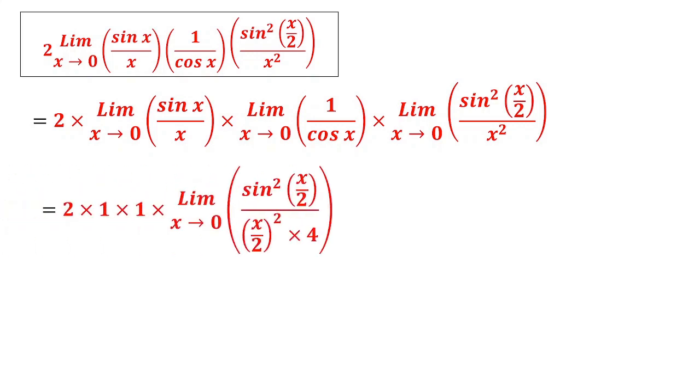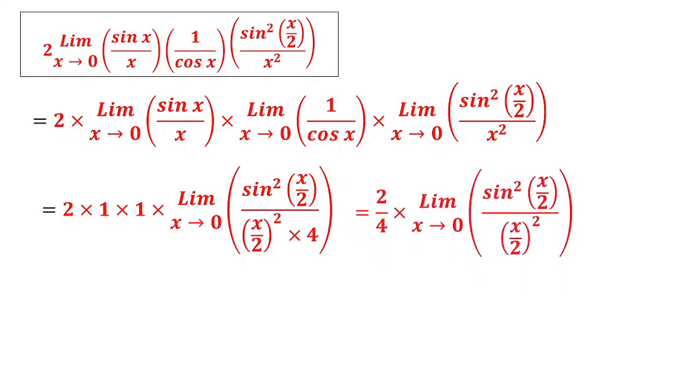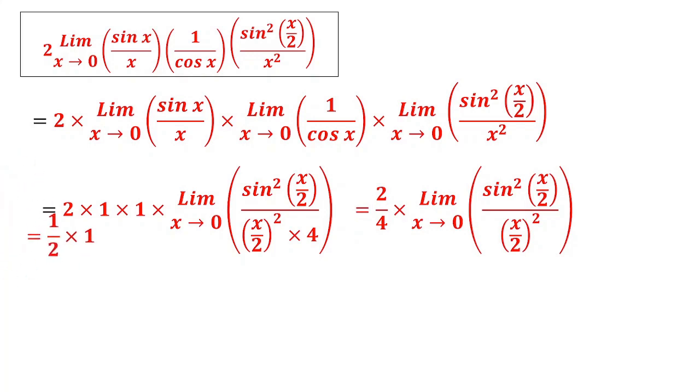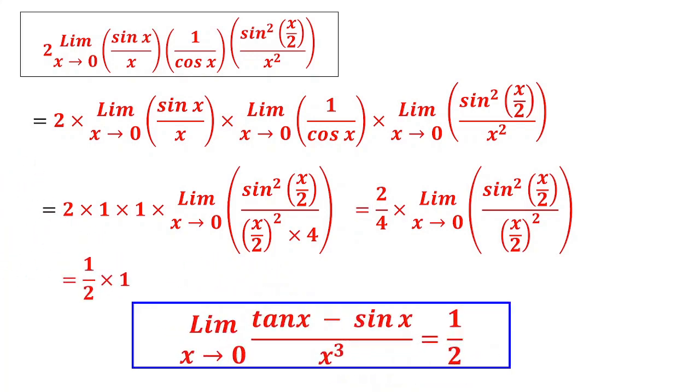The value of the first limit is 1, second limit also 1. For the third limit, sin square (x by 2), therefore the denominator also should be (x by 2) whole square. Multiply and divide by 4. Now 4 will come out. Now again that is a standard limit, therefore the final answer is 1 by 2. Now the technique is to try to get standard limits. The constants which are coming out will be the final answer.